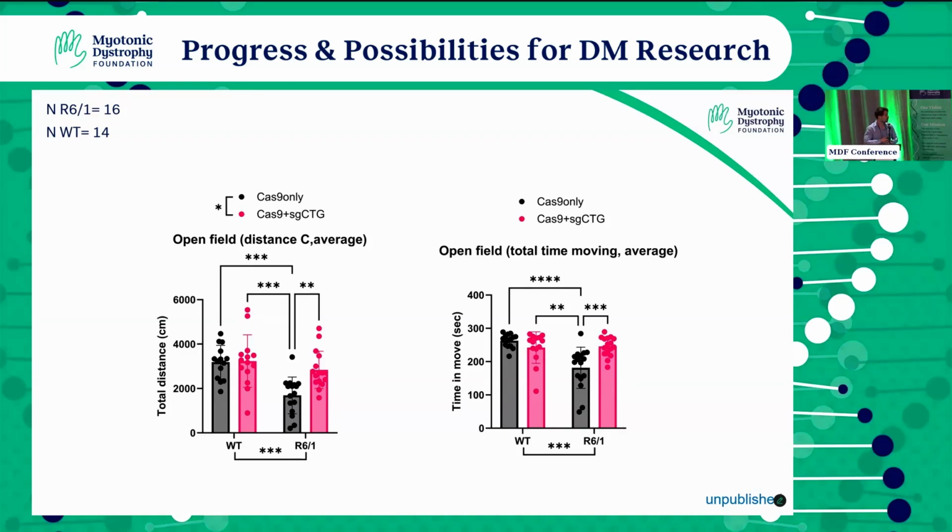And so on the left here, you have wild-type mice that have been injected with either the Cas9 only or the Cas9 plus the guide. And this is mainly to see if our Cas9 plus guide is going to lead to any cytotoxicity, and the answer is no. And on the right, you have R6/1 mice that have been injected with either Cas9 Nickase only or Cas9 plus the guide. And what you see there is you do have a rescue for open field distance, for the time in movement and the total distance as well.